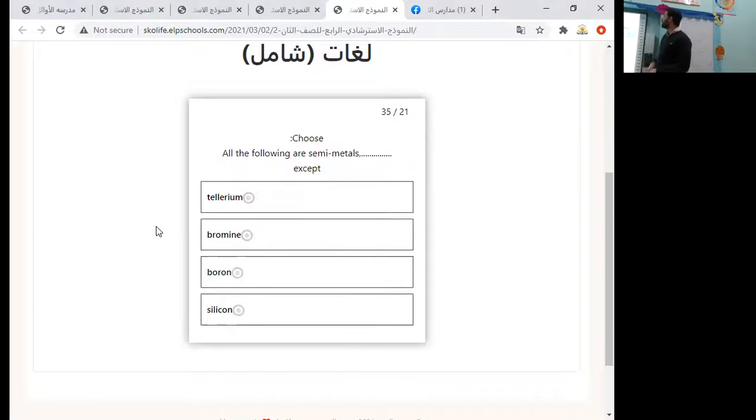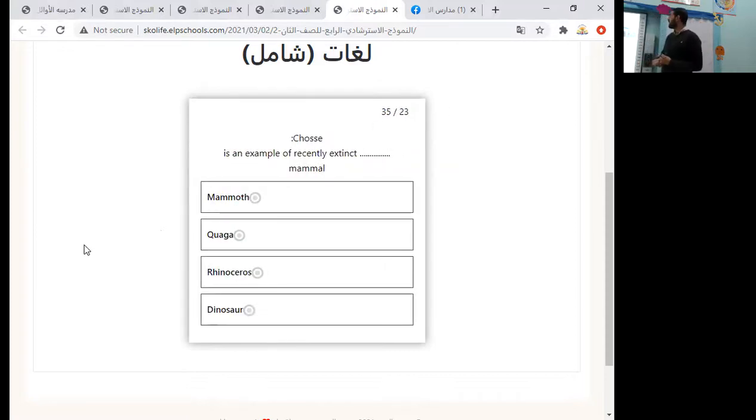All the following are semi-metals, except. As we know, semi-metals or metalloids are elements which have properties of both metals and non-metals, like tellurium, silicon, germanium, and boron. The only one which is not a semi-metal is bromine. What are the bonds among water molecules? We have answered that before. It is hydrogen bonds.